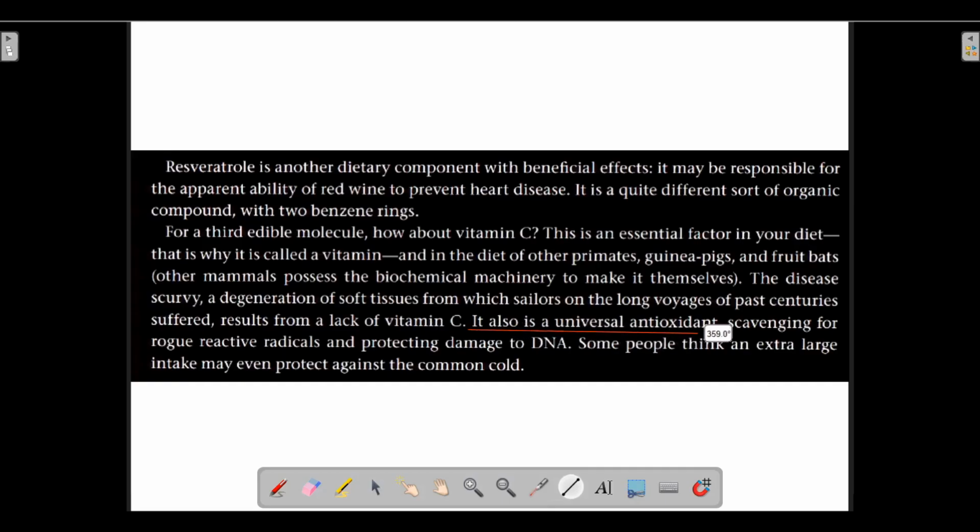Vitamin C is also a universal antioxidant, scavenging for rogue reactive radicals and protecting damage to DNA. Now what does it mean by rogue? First of all, let us understand the meaning of the word rogue. Rogue means harmful.